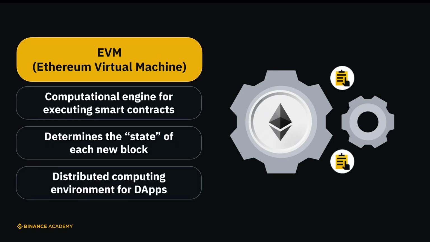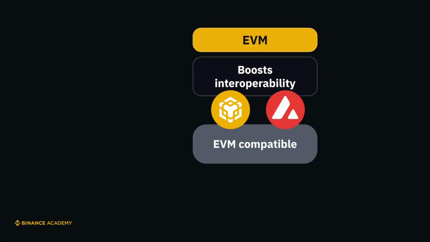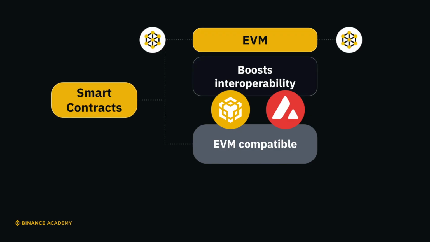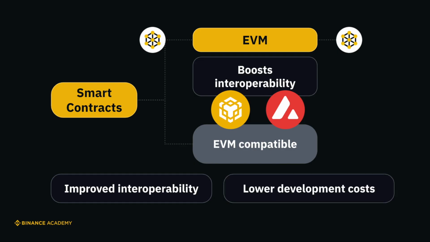One notable feature of the EVM is its potential to boost interoperability among DApps. Several blockchain networks, including BNB Chain and Avalanche, have designed their systems to be EVM compatible. This compatibility implies that, with some adjustments, smart contracts developed for Ethereum can be deployed on these EVM-compatible blockchains. This brings about advantages like improved interoperability and potentially reduced development costs.